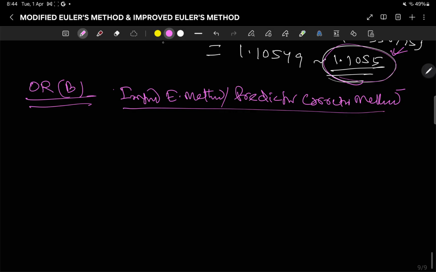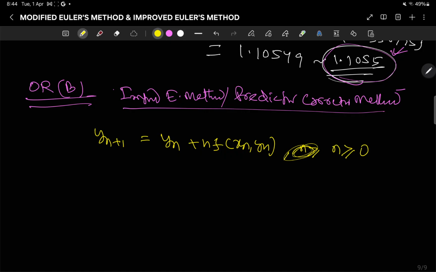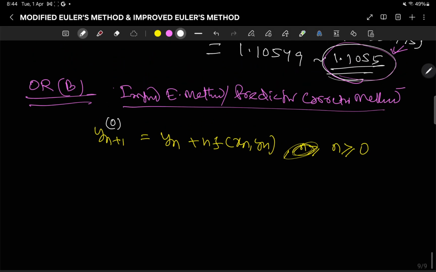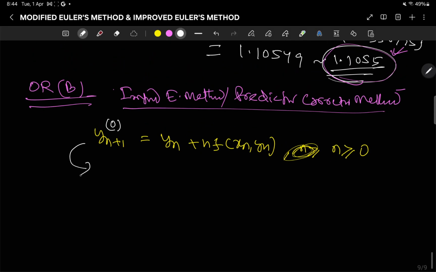What is the formula here? Here y(n+1) is equal to y(n) plus h f(xn, yn). It is in the sense of Euler's method, for n greater than or equal to 0. So now it is at the initial stage. Now I improve this. Here y(n+1) is, okay, I improve it.